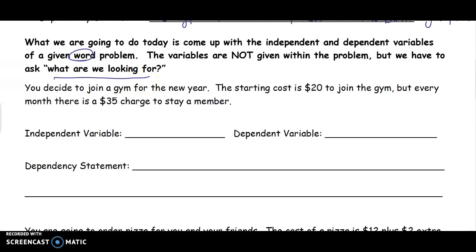For me, when we talk about money, you're always going to be looking for a total cost, right? Total cost, that's one variable. And yesterday we talked, if we see the word total, that is your dependent variable. So we're looking for our total cost, which is the dependent variable. Total is the big thing. But what is going to change that overall cost? If you see time, but every month there's a $35 charge to stay a member. This is telling you that every single month you're going to pay $35 to stay a member. So the independent variable is going to be number of months that you are at the gym. If you're at the gym 1 month, it's going to change the total cost. If you're at the gym 17 months, that's going to change your total cost.